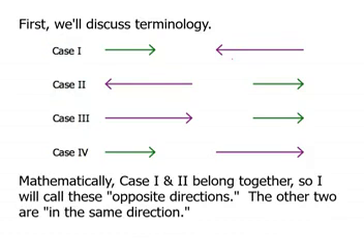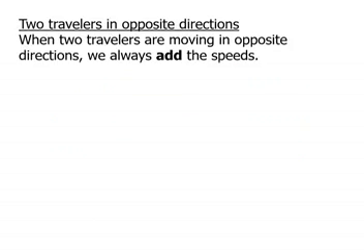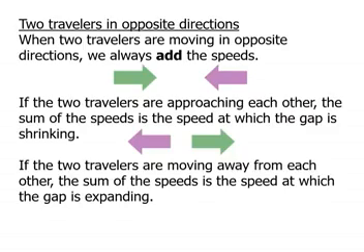Mathematically, cases 1 and 2 belong together, so I will call those opposite directions. The other two I'll call in the same direction. So that's how we're going to talk about these cases. First of all, we'll talk about the two travelers in opposite directions. When two travelers are in opposite directions, we always add the speeds. And this is true whether they're approaching each other, then the sum of the speeds is the speed at which the gap is shrinking. If they're moving away from each other, then the sum of the speeds is the speed at which the gap is expanding. But in either case, we add if they're moving in opposite directions.